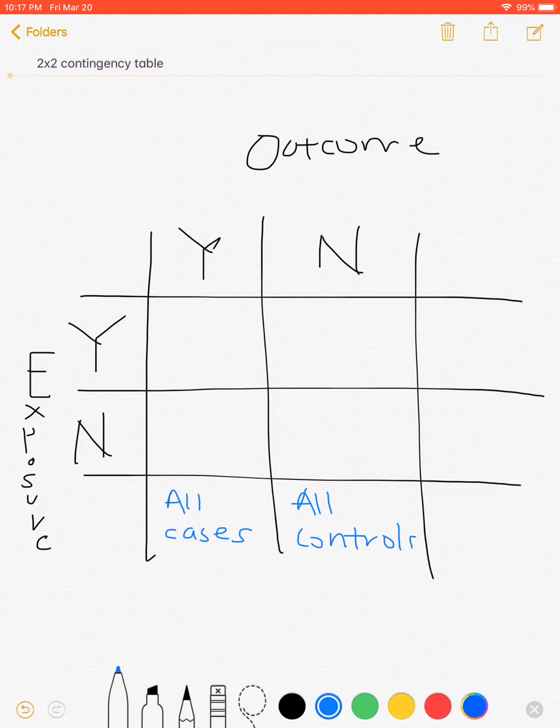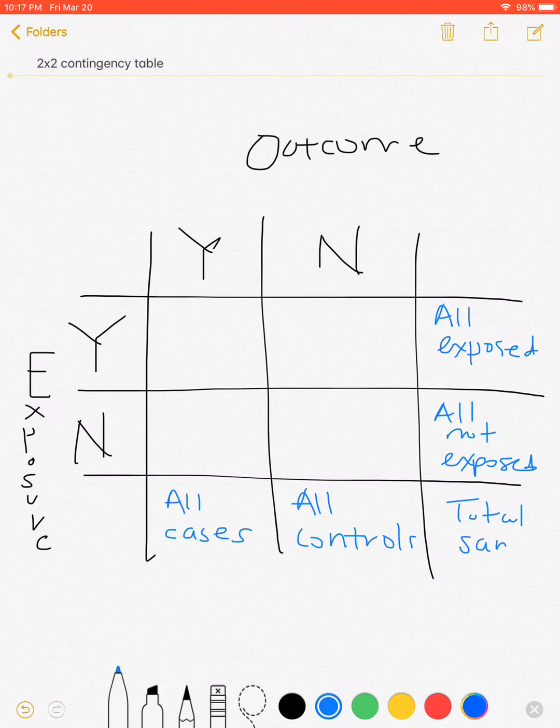If you had the exposure, all exposed are in this total column. All not exposed are in this column. In this box here is the total sample. Everyone in your study, whether or not they were exposed or not exposed, cases or controls, everyone in your sample goes in this box. Because really, if we were going to make this, we would call these total columns, right? Total and total.